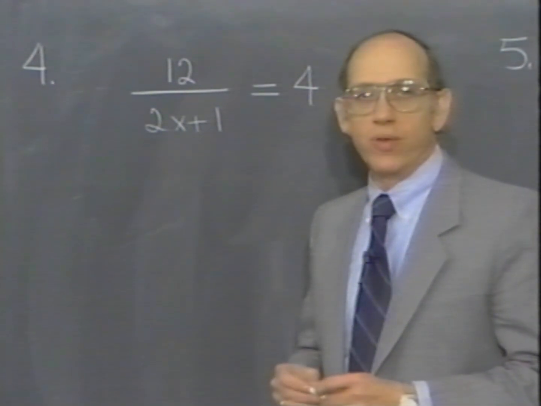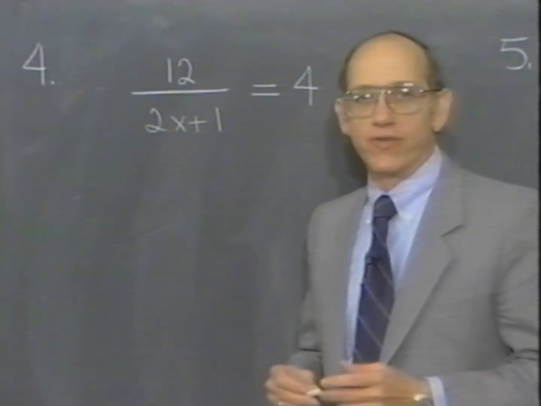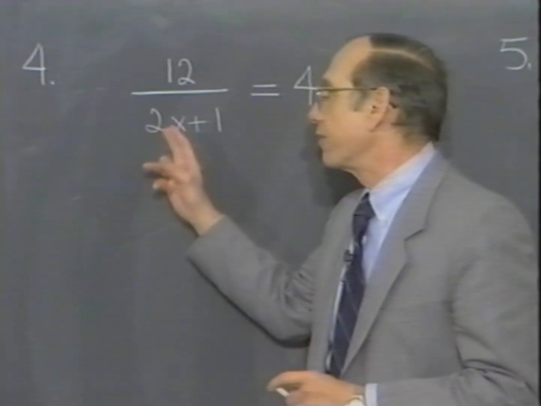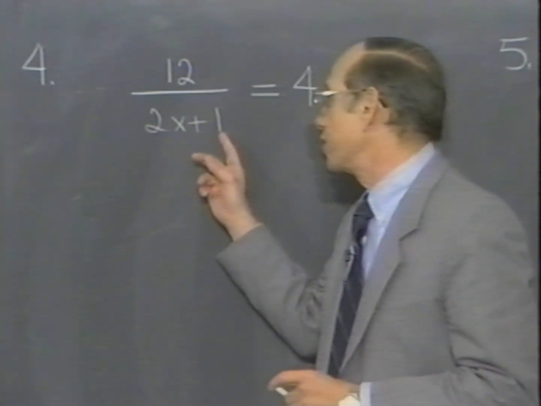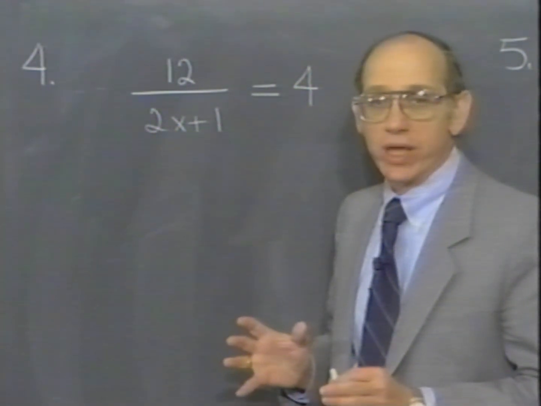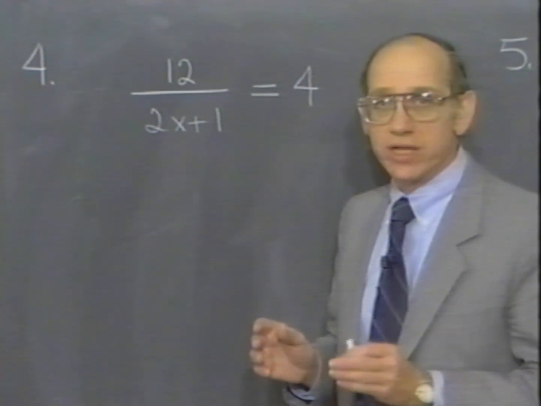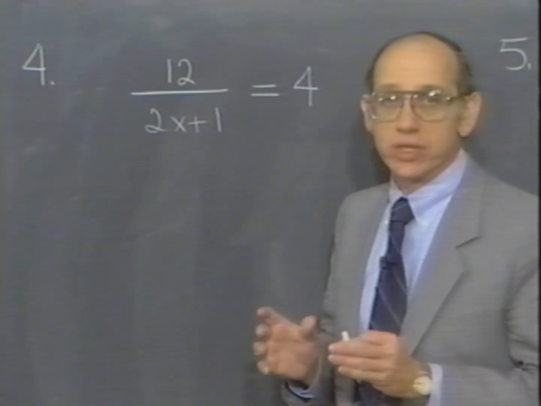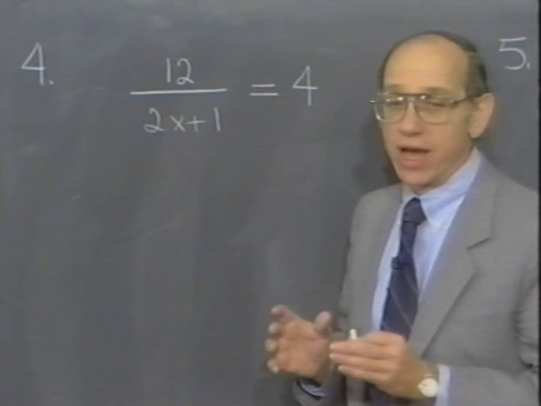In example 4, we have an equation that involves a fraction. In this case, the unknown is in the denominator of the fraction. We have 12 over 2x plus 1 equals 4. But we can still do it in the same way. We're going to multiply both sides of the equation by the same quantity. The quantity we want to choose is one that will eliminate the denominator.